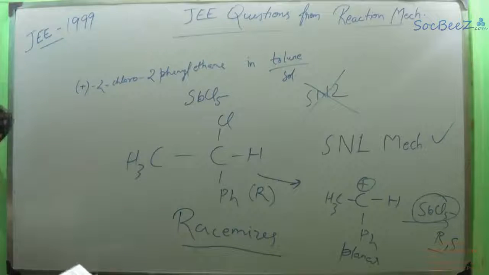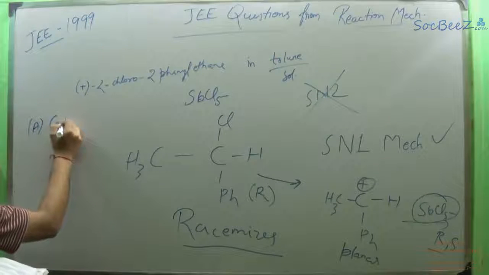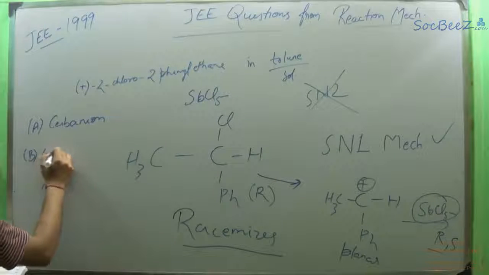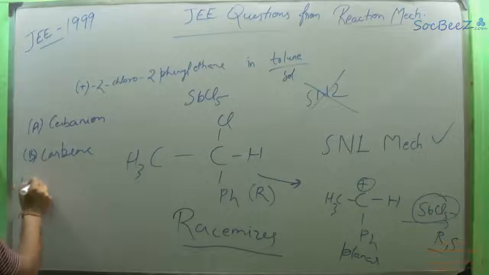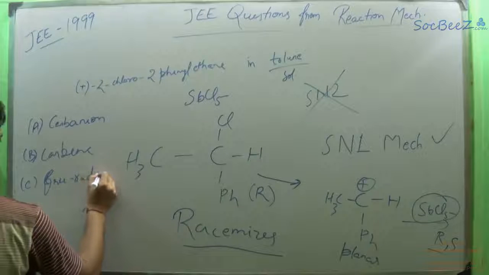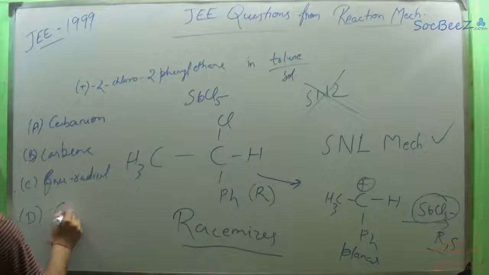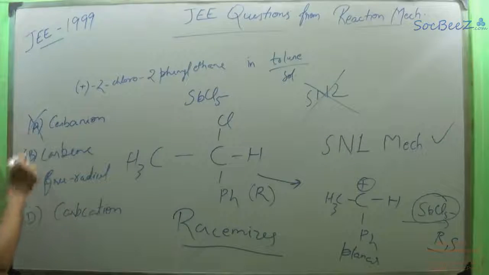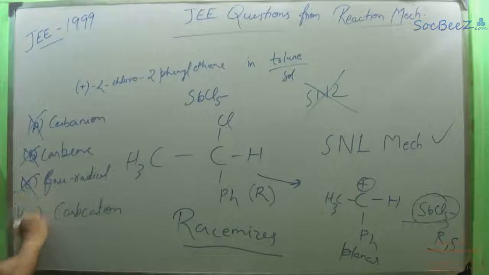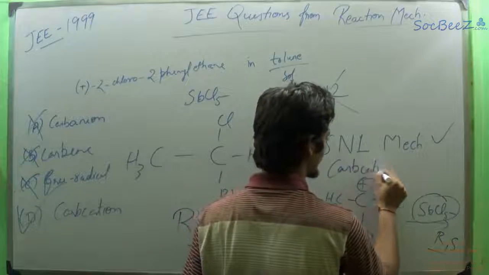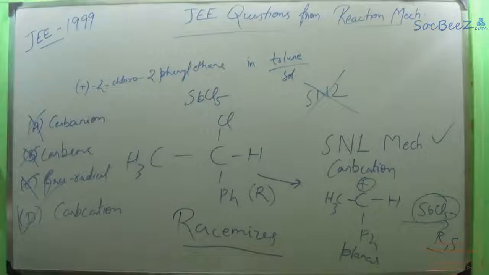Hence, the 4 options which are given are due to the formation of: A, anion; B, carbene; C, free radical; D, carbocation. Now, no carbanion is formed, no carbene is formed, no free radical is formed; a carbocation is formed. This is our intermediate carbocation. Thus, the correct option is D.